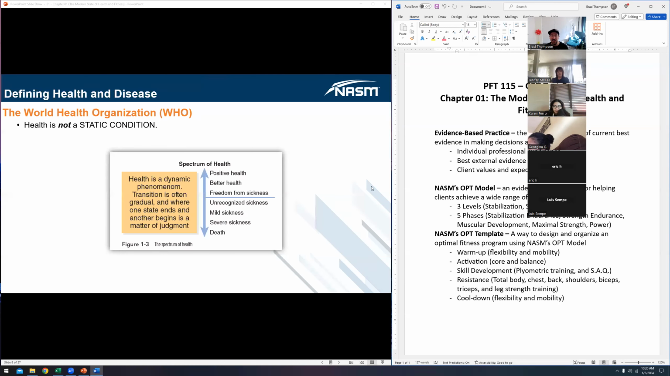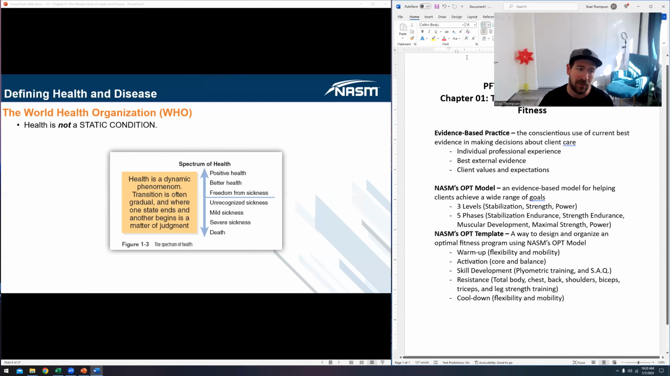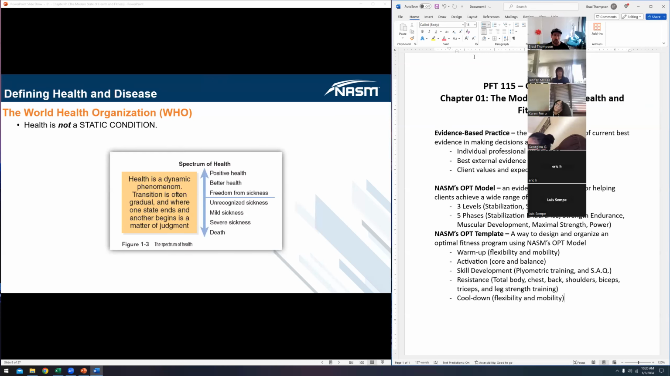So let's go ahead and talk a little bit about defining health and disease, right? So there's a really interesting chart here that the WHO puts out. This is the World Health Organization. And we've come to understand that the idea of health is not a static condition.